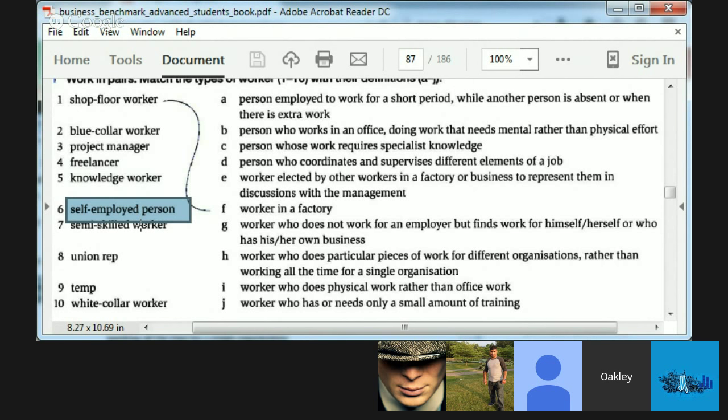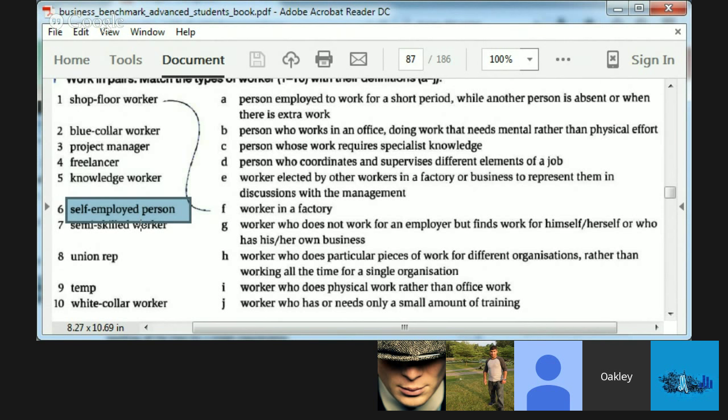Saiban, next one I think you can handle. Number 6, a self-employed person. Okay, so it's G, a worker who does not work for any employer but finds work for him or herself, or who has his or her own business. Ah, okay, we kind of mixed this up with freelancer, didn't we? No, I think you're right. H might be better, more accurate for freelancer.